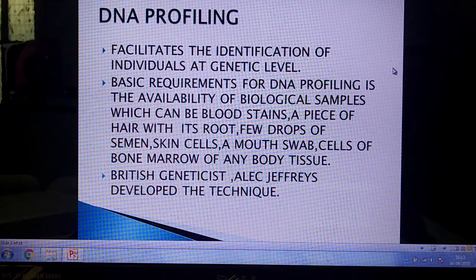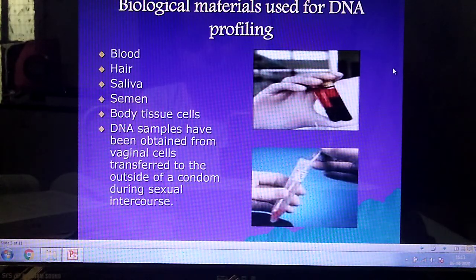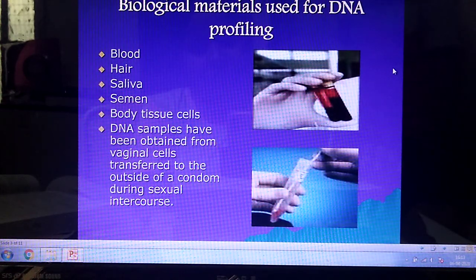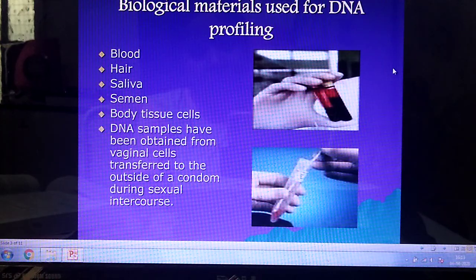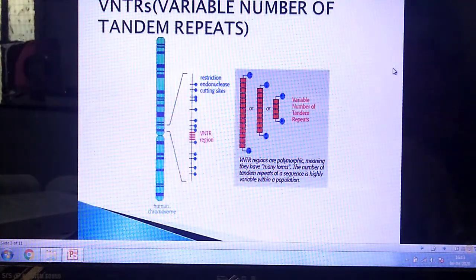The basic requirement for the DNA profiling technique is the availability of some biological samples like blood stain, hair, saliva, semen, body tissue, cells, and these samples are recovered from the unidentified person, and these are amplified using the technique of PCR. After amplification, the small amount of DNA can be used for the Southern blotting technique.